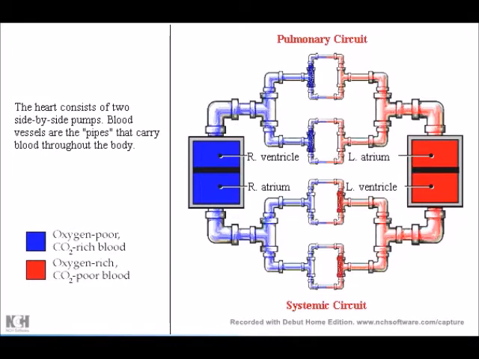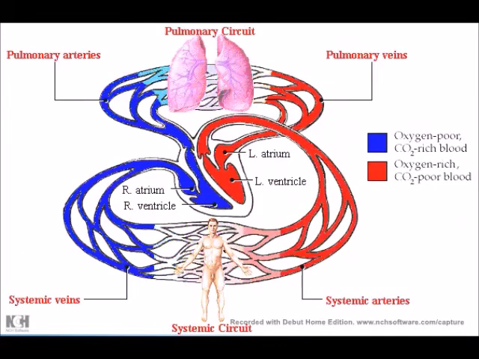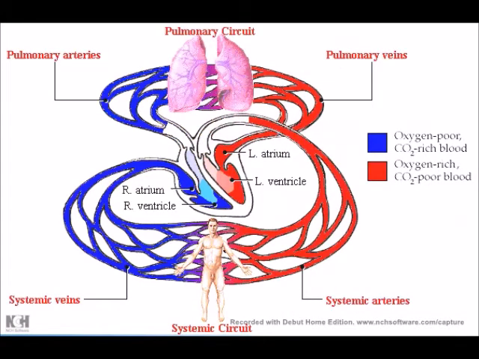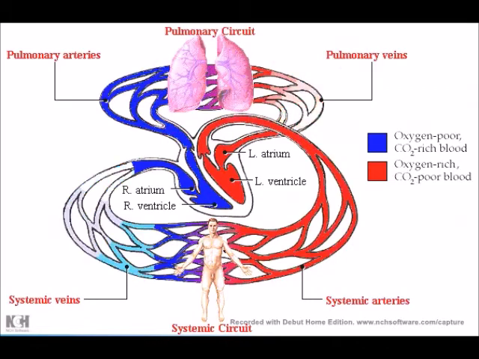From the left atrium, the oxygen-rich, carbon dioxide-poor blood is pumped out to the body by the left ventricle. When the body has depleted the blood's oxygen, the veins return the blood to the right atrium of the heart, and the cycle continues. This animation shows the same information that we saw on the previous page.